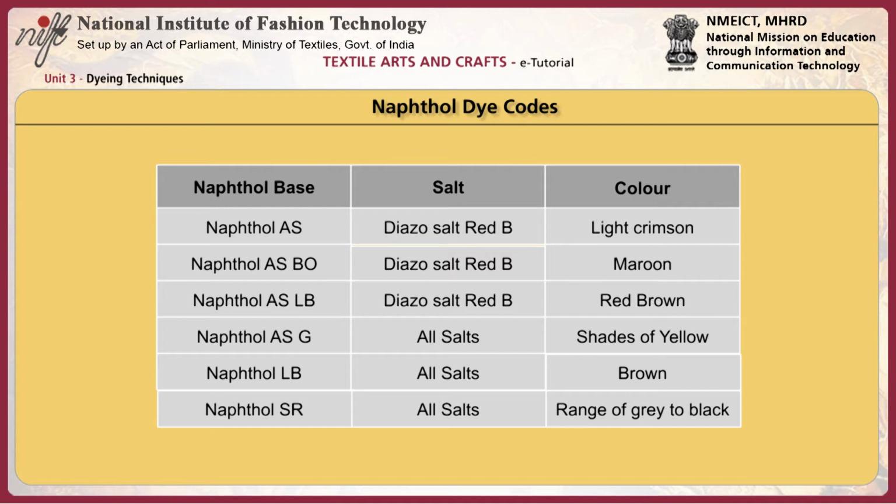Naphthol dyes have coded letters as suffix to their names. The colors achieved in dyeing depend on the combination of the particular naphthol with the particular salt. Thus, one naphthol base can be used with different salts to yield different colors and vice versa. The displayed table lists some of the common colors achievable through the combination of naphthol and salts.